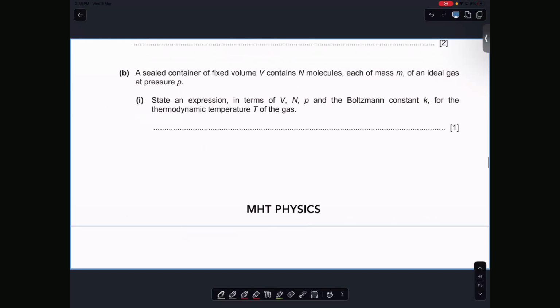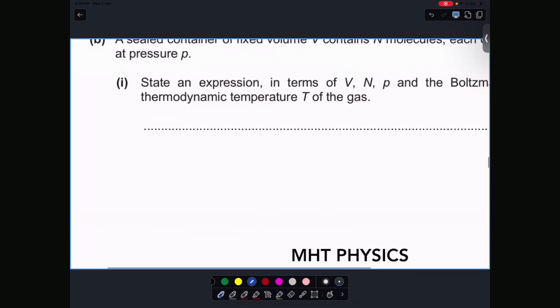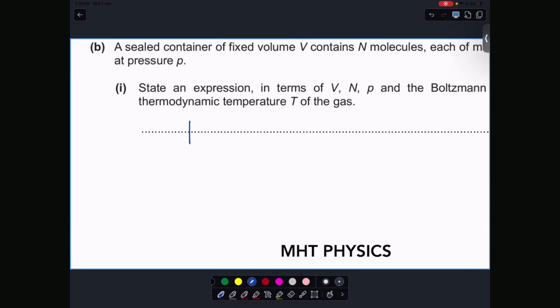এখানে বলছে a sealed container of fixed volume V, n molecules, mass m, everything given here. State an expression in terms of V and P for the Boltzmann constant and the thermodynamic temperature of the gas. It is from the next topic, but আমরা দুইটা একসাথেই করব. Your KE or P equals to what?